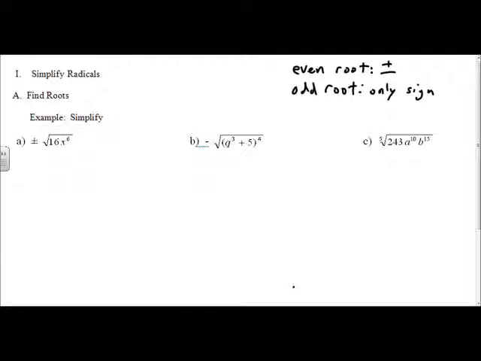So if we look at our first example here, we have example A is the positive and negative square root of 16 times x to the 6th. Now again, remember this square root, the radical, is over everything here, so 16x to the 6th. So ways that we can look at that is, again, remember that it's our square root, or our 2.